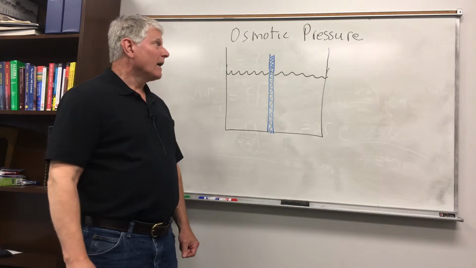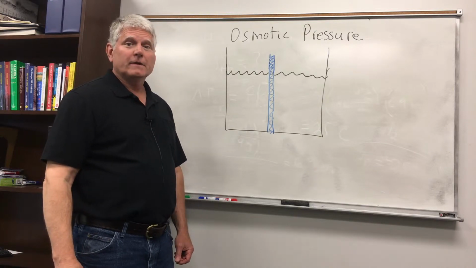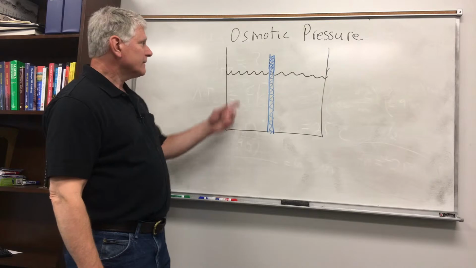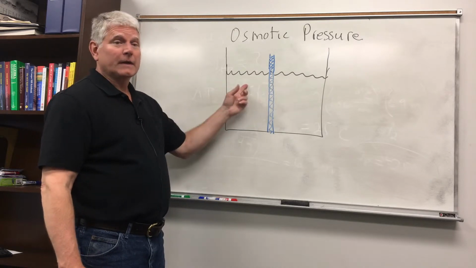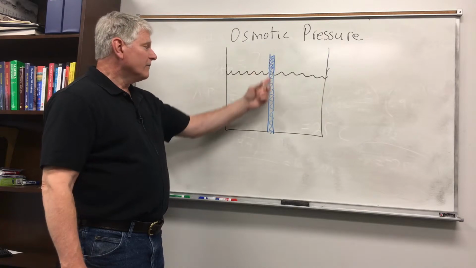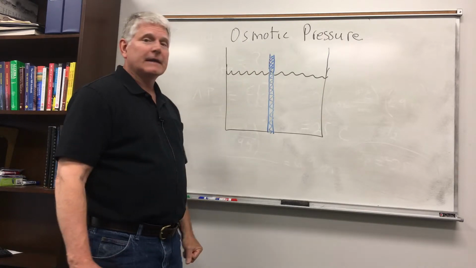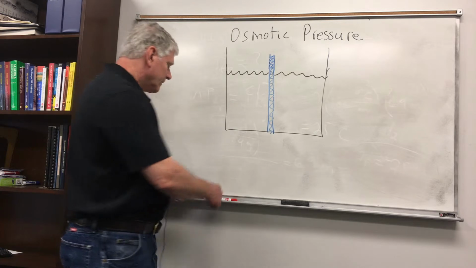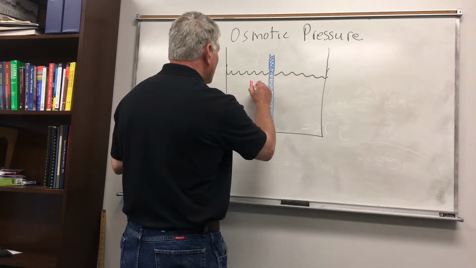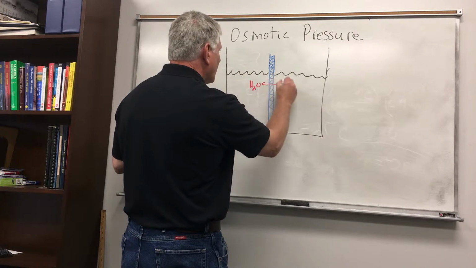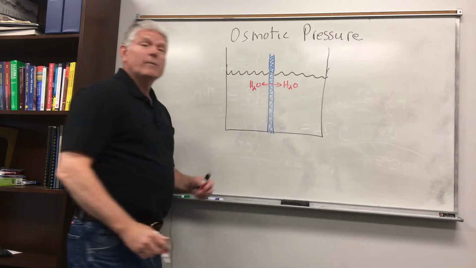Let's consider now the osmotic pressure. To understand the osmotic pressure, let's consider a container with, say, water, some liquid in it, and we have this divider here in the container, and this divider will allow water to flow back and forth.